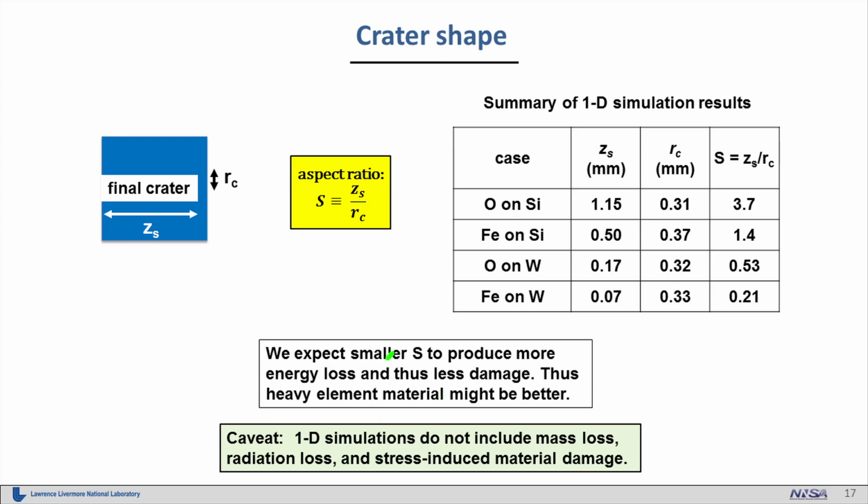And I expect that the smaller aspect ratio is going to be favorable in that it promotes more energy loss from the spacecraft, and therefore less energy remaining in the spacecraft to do damage. But this is based on these 1D simulations. The caveat is, you really have to do the 2-dimensional simulations to study this energy loss, including mass loss, radiation loss, and also another effect I haven't included in 1D, which is stress-induced material damage. So this is a kind of a qualitative picture of what I think would happen.